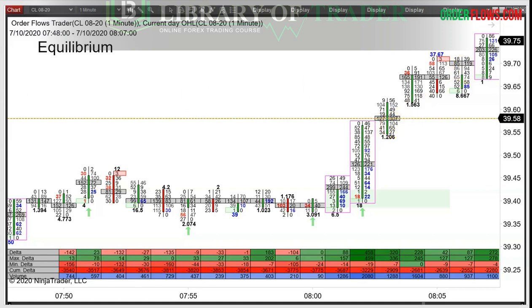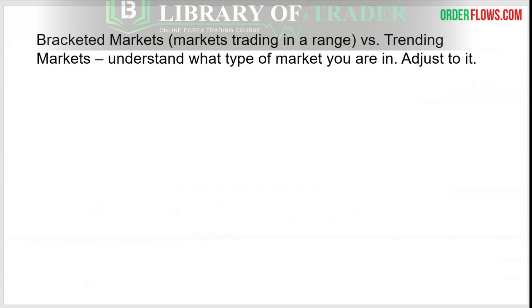So bracketed markets: our market's trading in a range. You're going to have 2 types of markets. You're going to have bracketed markets, range trading markets, versus trending markets. You have to understand what type of market you're in and adjust to it.